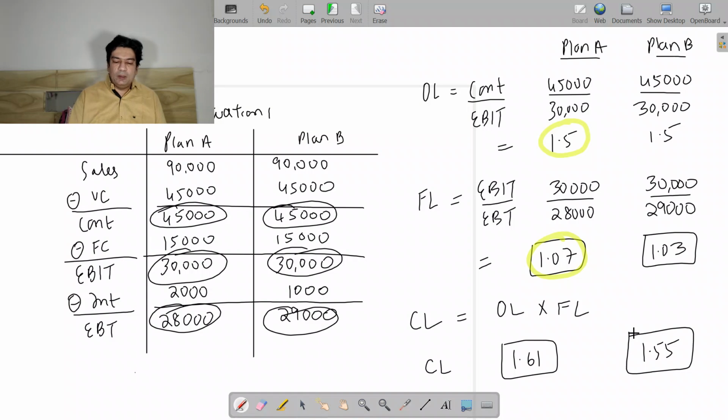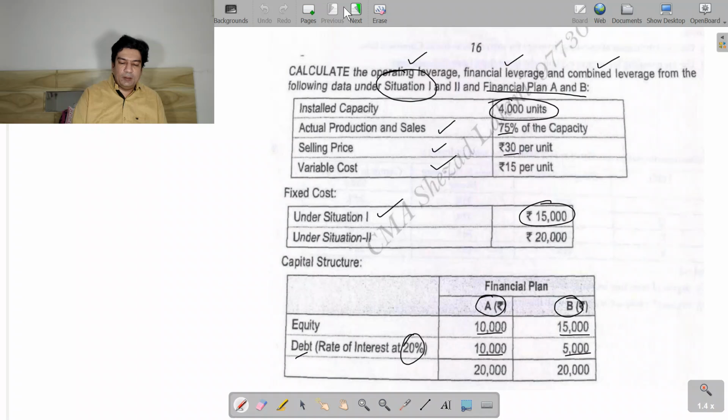So similarly I am not solving the other part. I wanted to just give you a rough idea of how to approach the sum. It's a very simple sum. So like that you have to solve for the situation 2 and get the answers.